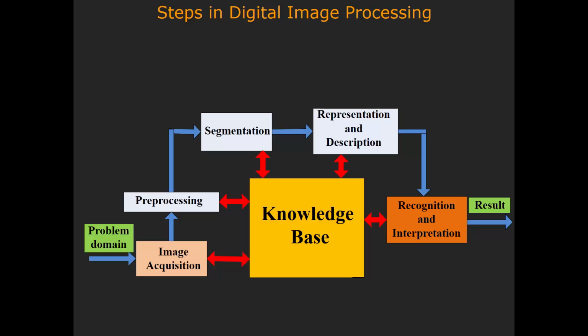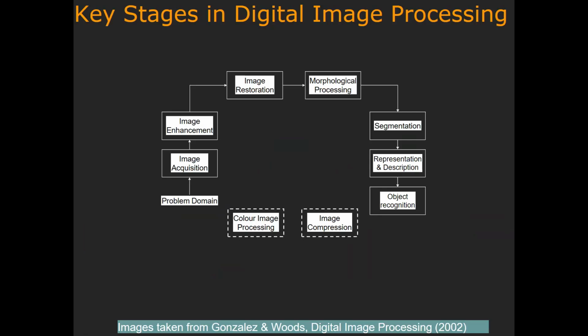So these are the key steps in digital image processing. First we acquire an image, then we perform some pre-processing, that is image enhancement. Then we segment the images, then representation and description, then recognition and interpretation, that gives you a final result. But all these steps involve the knowledge of the user. Now I'm going to explain the key steps in digital image processing, though in later chapters we are going to discuss all these steps in detail. So I will quickly go through this.